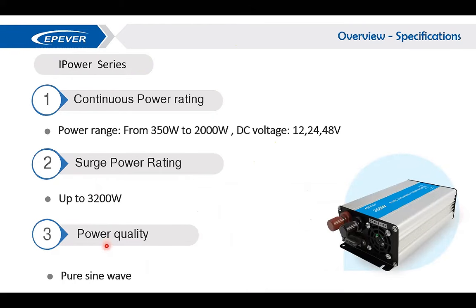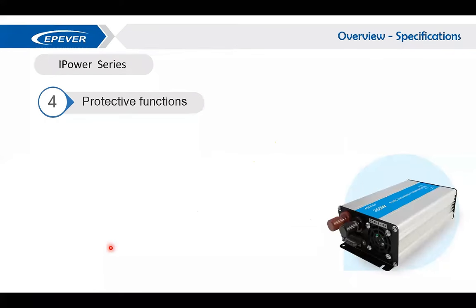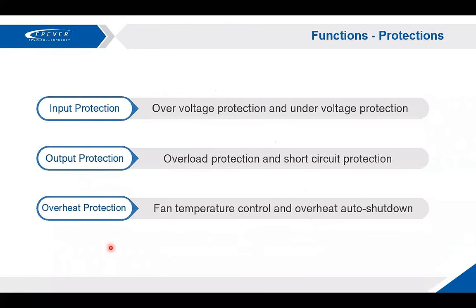So besides the surge power, the quality of the provided power is a completely pure sine wave with less harmonics. We will cover it. And it comes with a variety of protective functions in the input and output side. Let's have a look into them. So it is protected against over voltage and under voltage at the input side. Additionally, overload protection and short circuit protection are added to the output side of the inverter.